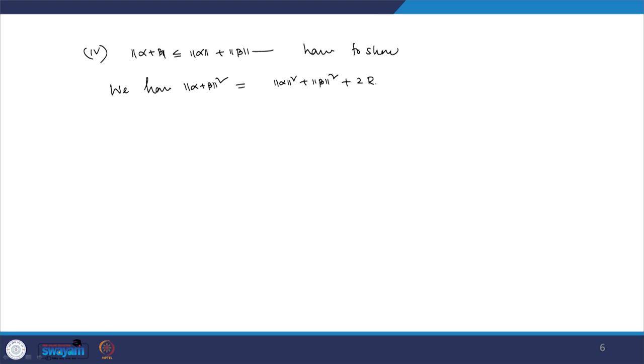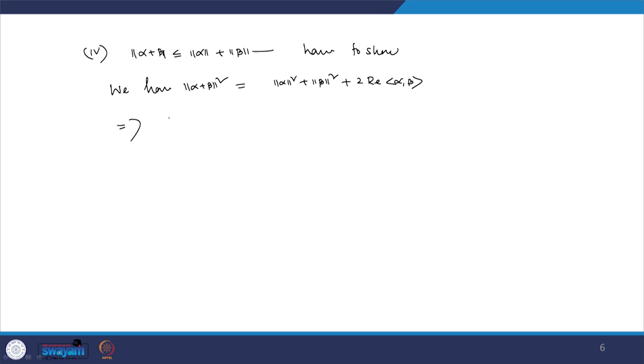The next result is the triangular inequality. We have to show that the norm of alpha plus beta is less than or equal to the norm of alpha plus the norm of beta. For this, see, the norm of alpha plus beta whole squared is equal to the norm of alpha squared plus the norm of beta squared, which we have already proved, plus 2 times the real part of the inner product of alpha and beta. We have already established this result.